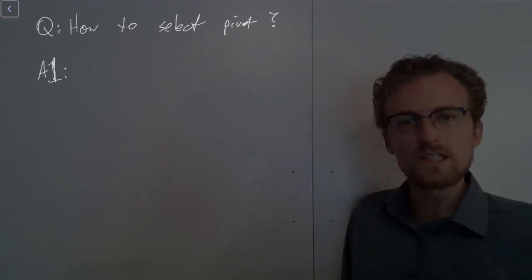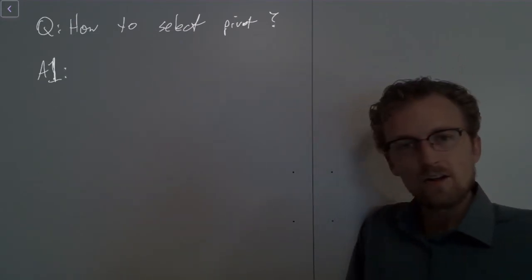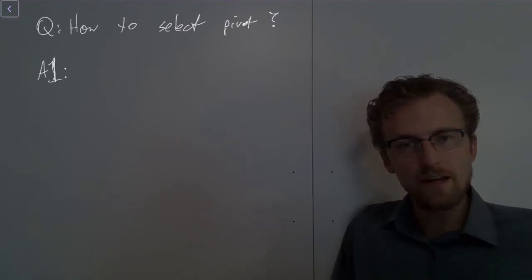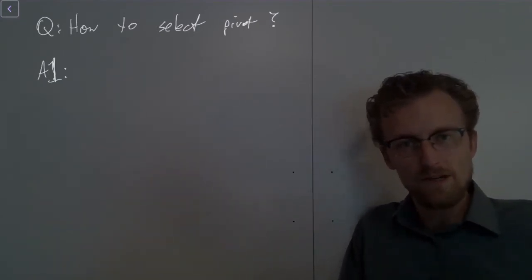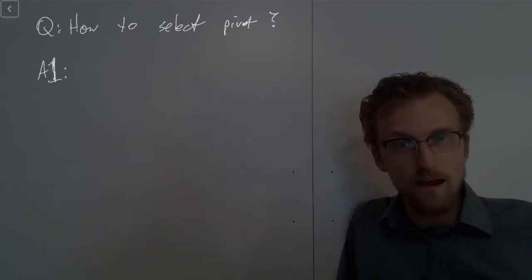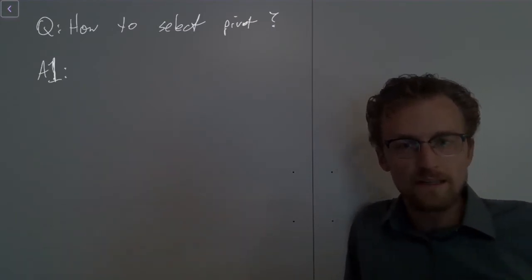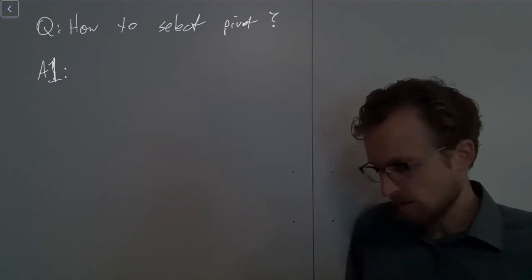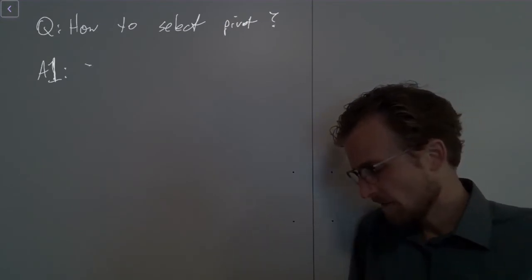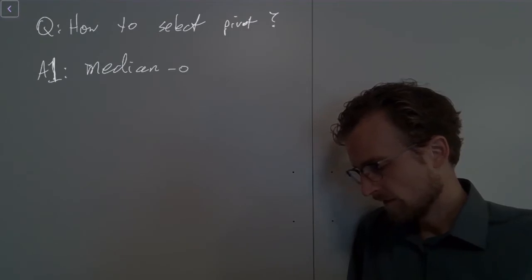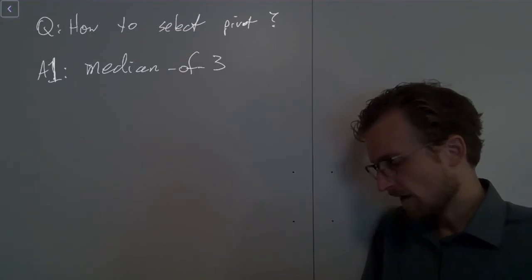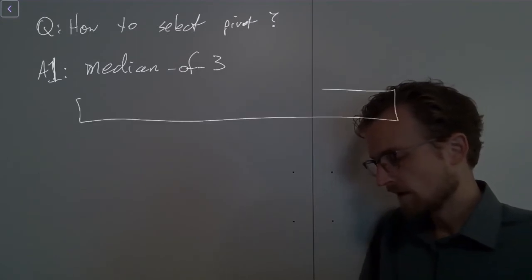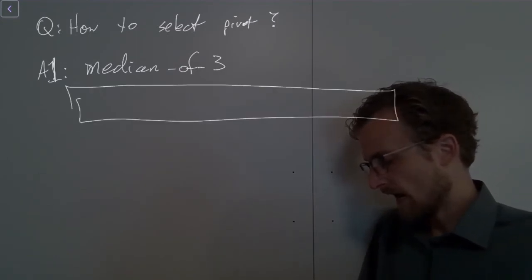Answer number 1 says, go look at the first element of the array, look at the center element of the array, and look at the last element of the array. Compare those three values, and then pick the median of them. Pick the one that's in the middle. So this is called median of 3.